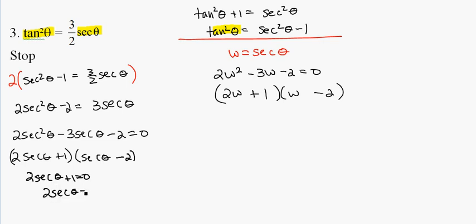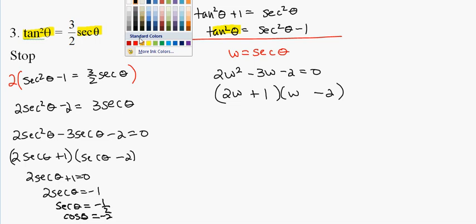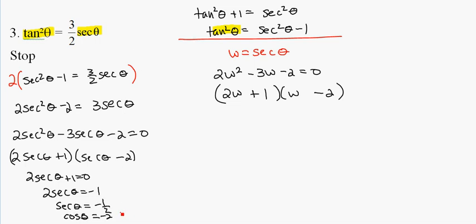So therefore I get 2 secant theta plus 1 equals 0. 2 secant theta equals negative 1. So secant theta equals negative 1/2. However, I need to take the reciprocal of this because I don't know anything about secant, but I know a lot about cosine. So the cosine of theta is equal to negative 2. And since the range of cosine is between negative 1 and 1, this one is no good.